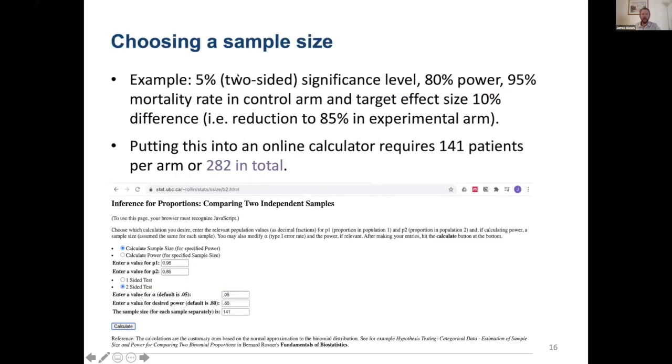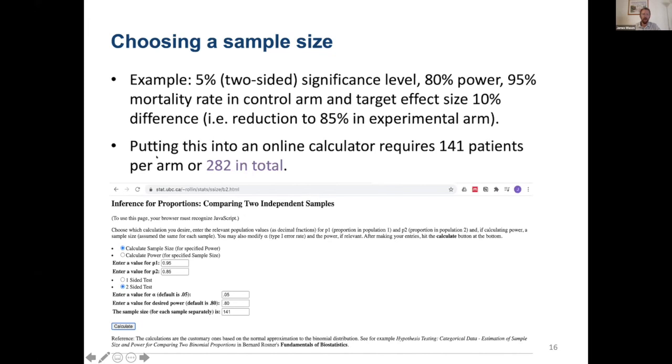So if we wanted a 5% significance level, so a low chance of falsely saying the new treatment is better when it's not, and 80% power, so a high chance of showing the treatment's better when it actually is better, and we assume maybe a 95% mortality rate in the control arm, which would obviously depend on which participants we're recruiting and evidence that's in the literature. And then we might be hoping that the new drug would provide a 10% improvement, so a reduction to 85% mortality rate in the experimental arm.